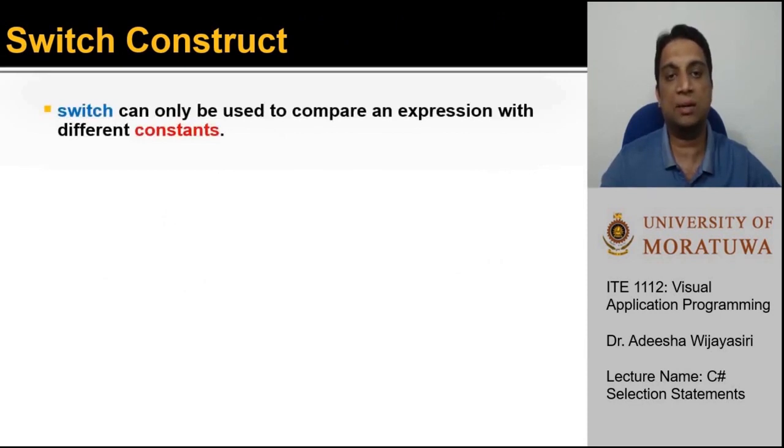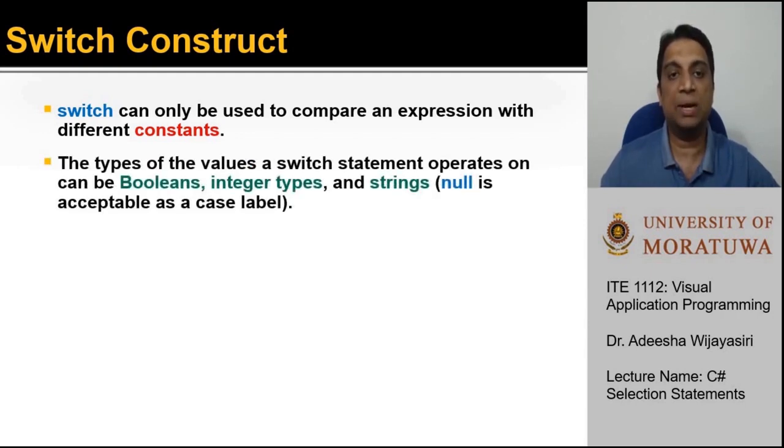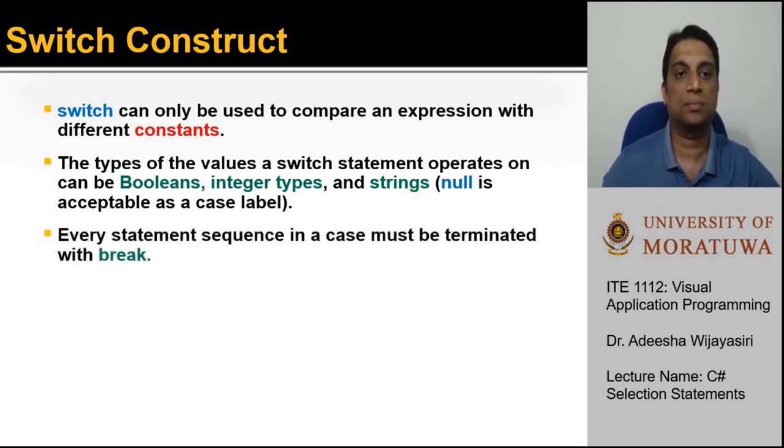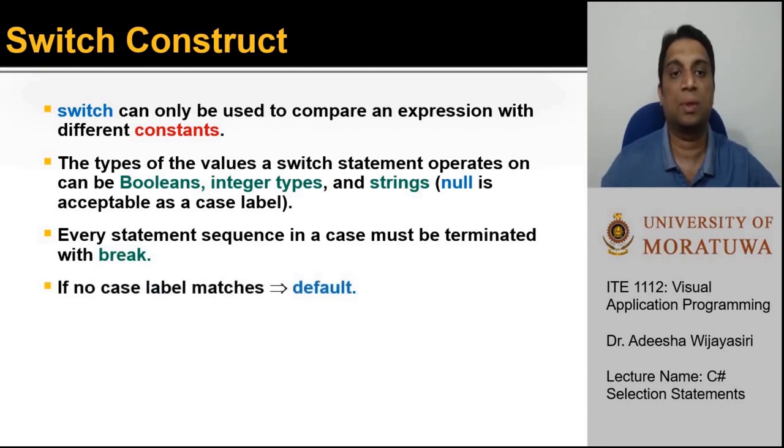Switch is another construct provided by C# to select code blocks to be executed based on conditions. You can use switch to compare an expression with a constant value. Switch statement can operate on booleans, integer types, and strings. Also, every statement sequence in a case block must end with the break keyword. You can have an optional default case, and the statements in the default case block will be executed if none of the cases match the expression.